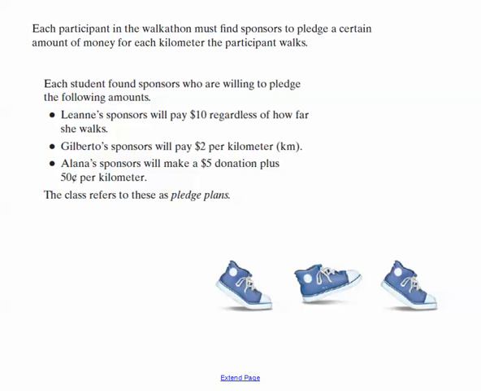Gilberto's sponsors are going to pay $2 for every kilometer that he walks. So they're not paying him anything unless he walks at least 1 kilometer. And then Elena's sponsors are going to give her $5 up front. So they're going to start by paying $5, but then they're going to add 50 cents for every kilometer that she walks.